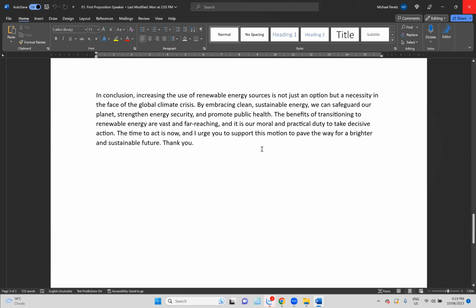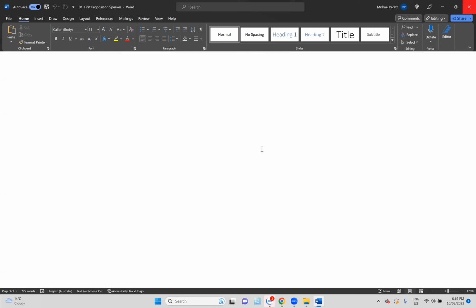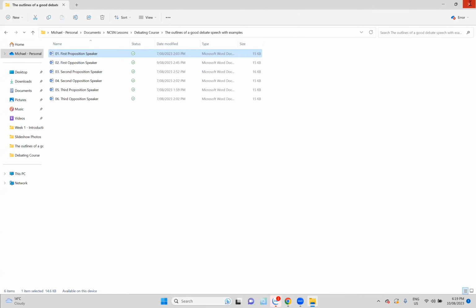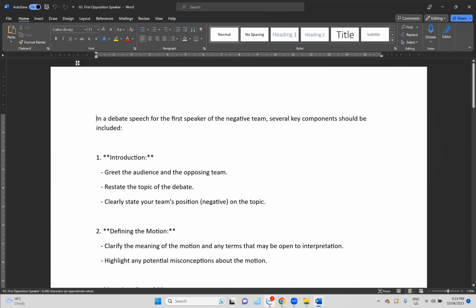So we see how the first proposition speaker sets up a very strong case for our proposition team. Now let's take a look at the first opposition speaker. So we can see how the opposition speaker starts to set up the weakening of the proposition's case.